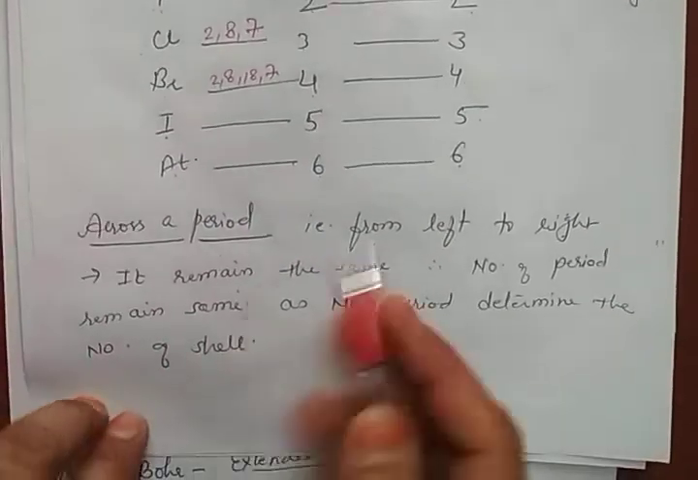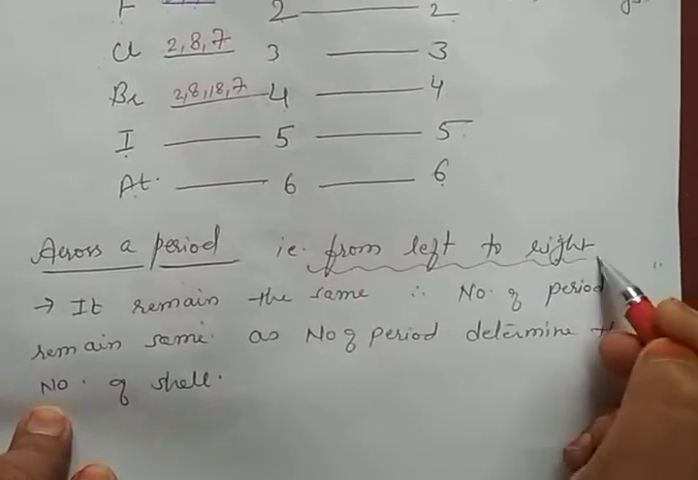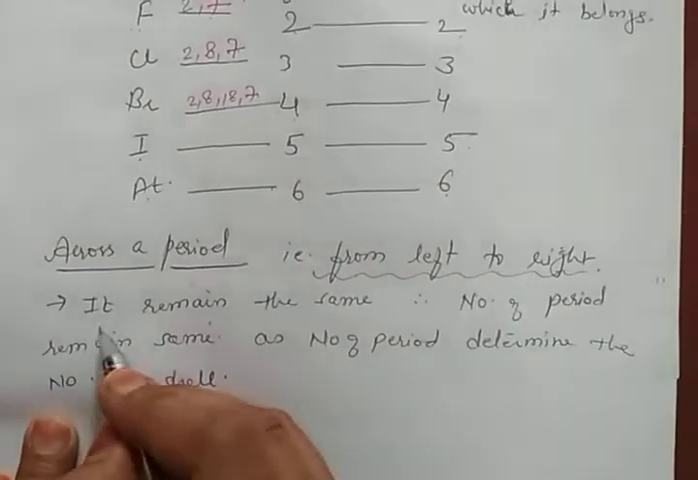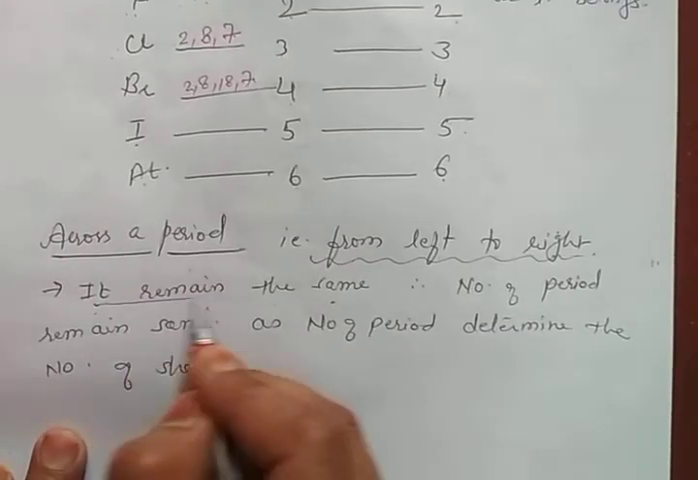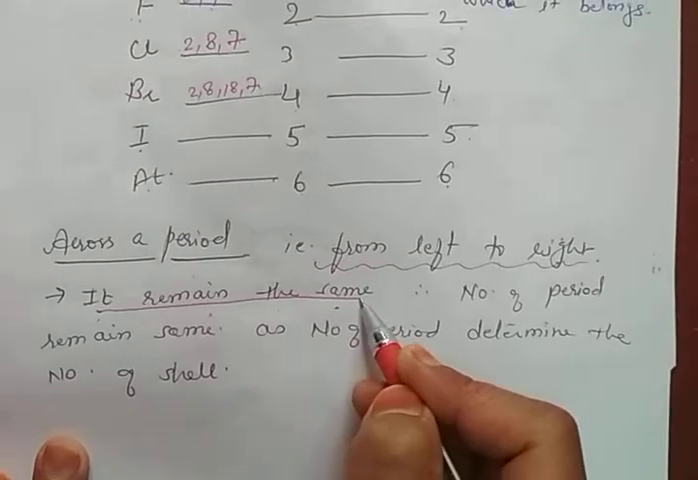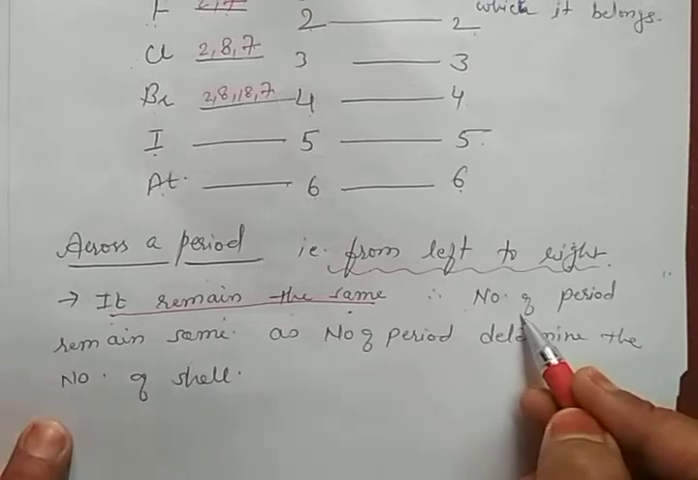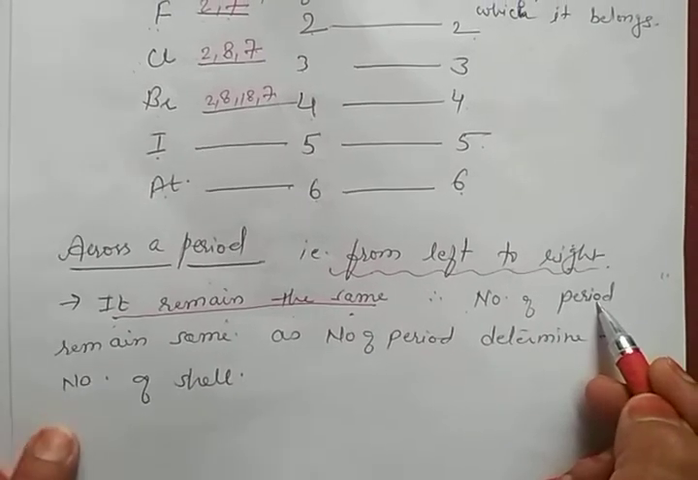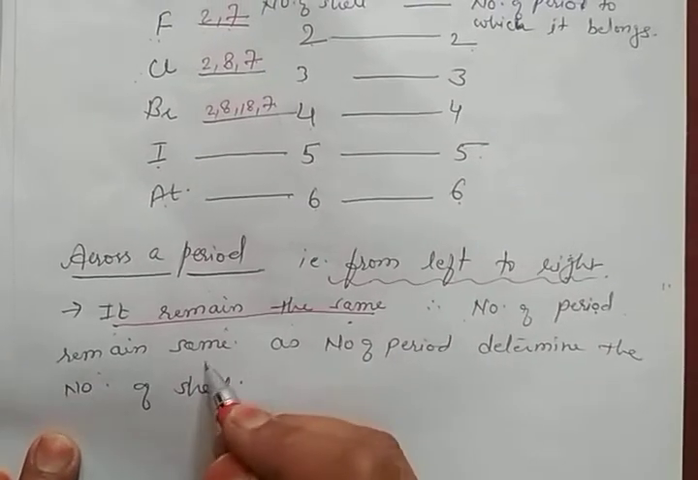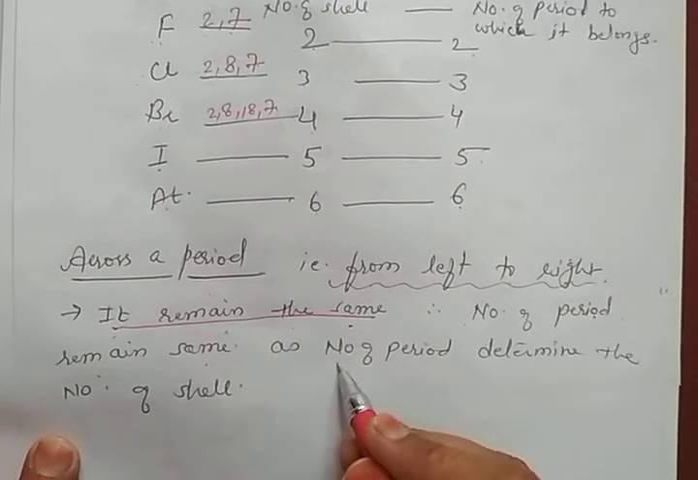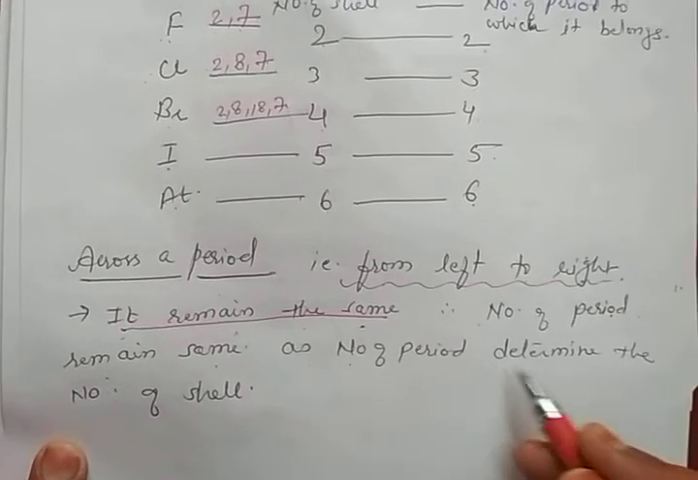Across a period, that is from left to right, it remains the same. Remember it. It can also be asked as a give-reason question. Why? Because in a particular period, the number of periods remains the same. Because of that, the number of shells also remains the same.